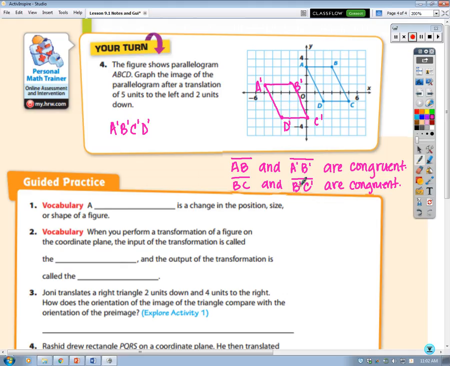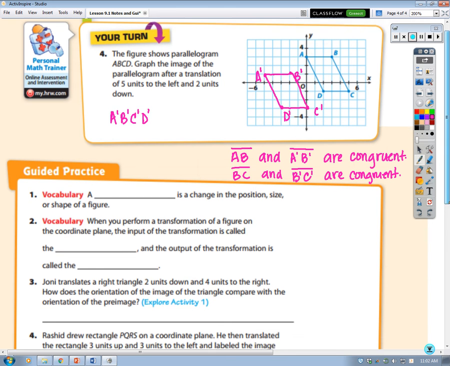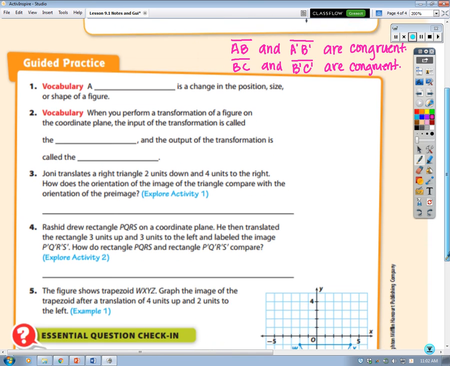So you want to make sure that you're using line AB and line A prime B prime, or side AB and side A prime B prime. That is the correct notation. You do need to make sure that you are using that as you go through this assignment and the future assignments with transformations. All right, so guided practice.